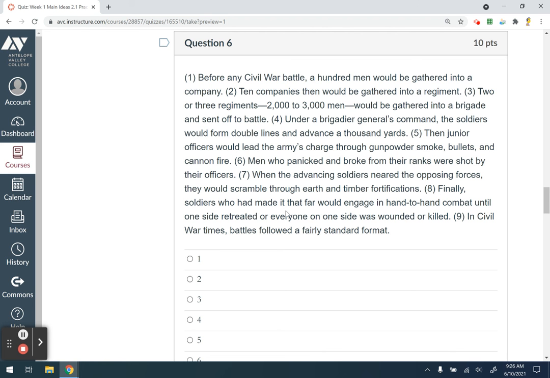Finally, soldiers who had made it that far would engage in hand-to-hand combat until one side retreated or everyone on one side was wounded or killed. In Civil War times, battles followed a fairly standard format.